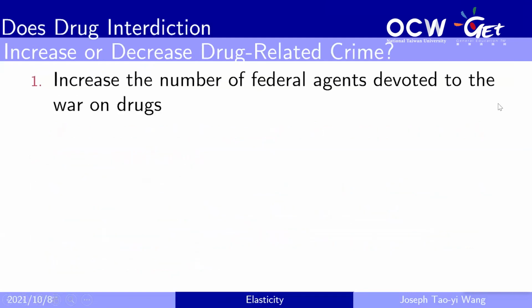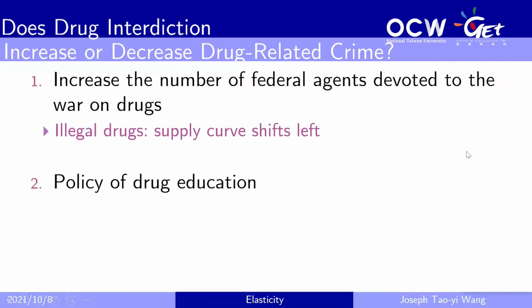Now we're trying to apply this to some policy. Think of how the government would try to reduce drug-related crime. Here there are two possible policies. One, let's increase the number of agents in the war on drugs. So you declare a war on drugs, you have more people to crack down on these illegal drug dealers, and hopefully that would decrease drug-related crime. Because you're having more agents cracking down on these sellers, the supply curve will shift to the left. And so what is the effect of that on drug-related crime?